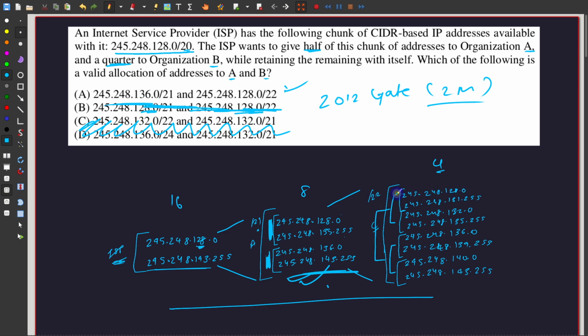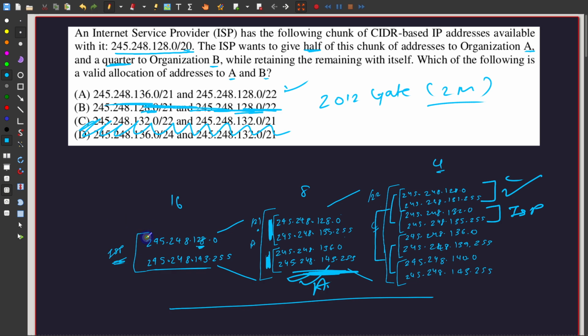You will very clearly notice that yes, this range is in fact valid. We can give this to company B because it is 245.248.128.0 to 245.248.131.255. Of course, this is valid. Therefore, you can give this entire range to company B. You can give the second half range of 245.248.136.0 to 245.248.143.255 to company A, and you can take this range for yourself, the ISP, which is 245.248.132.0 to 245.248.135.255. The ISP can have that. See how amazing and beautiful that is?